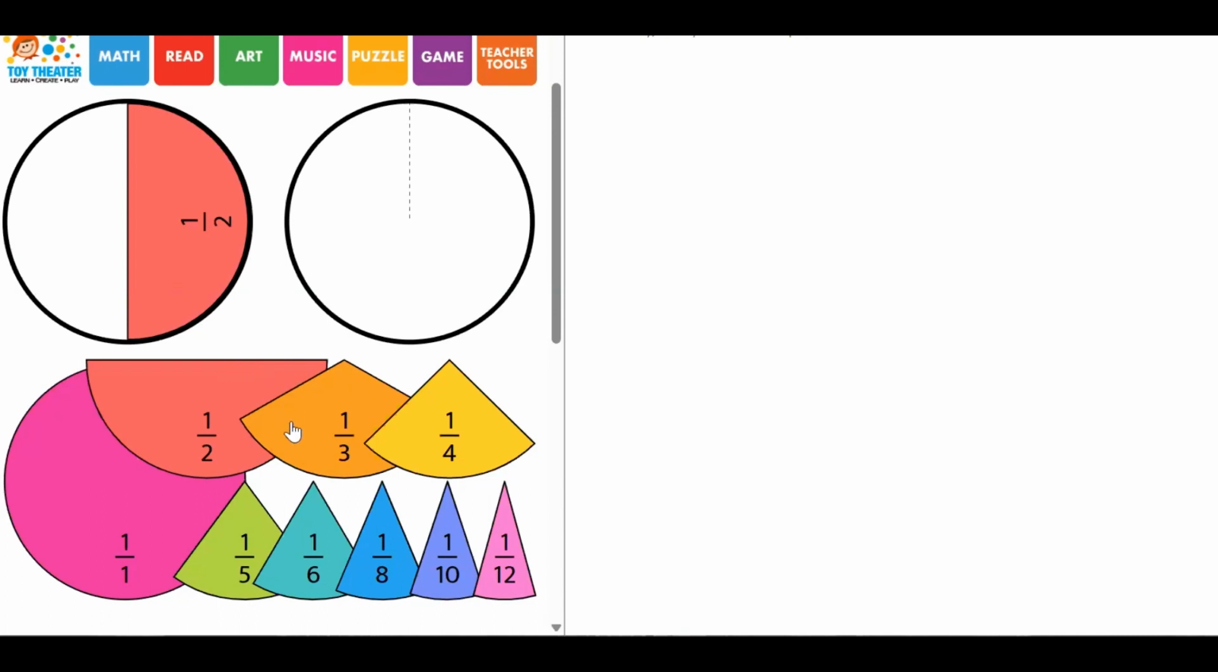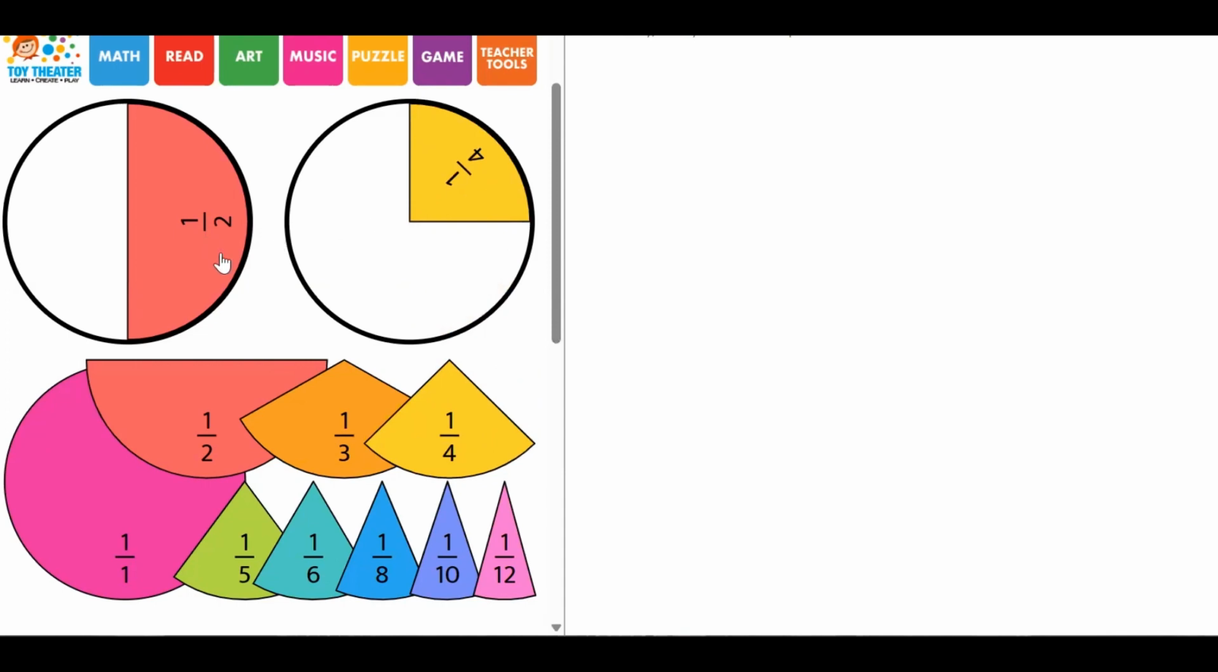Okay, so let's try using 1/3. If I put 1/3, we can see that they are definitely not the same size. So let's try putting another 1/3. It's still not the same size, and now it is already bigger than half. So I know that 1/3 cannot work for this. So let's try 1/4 now.